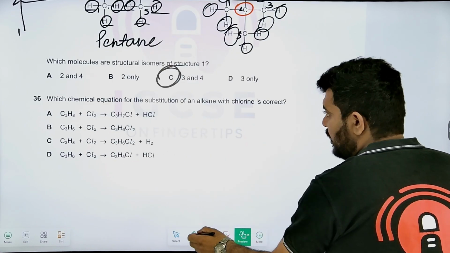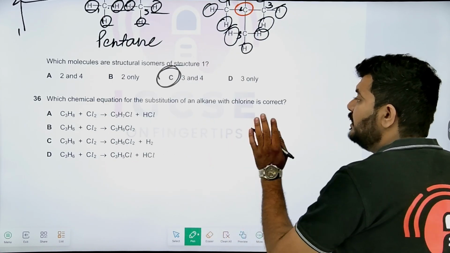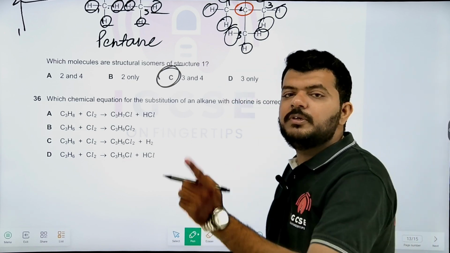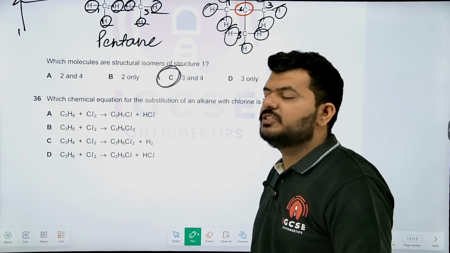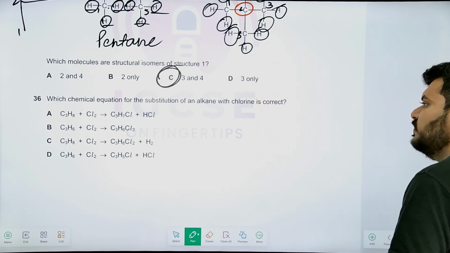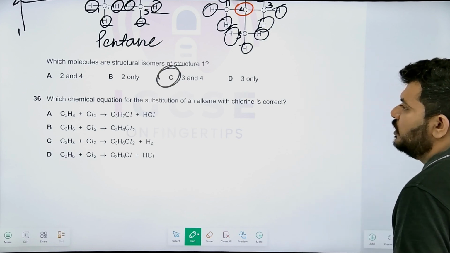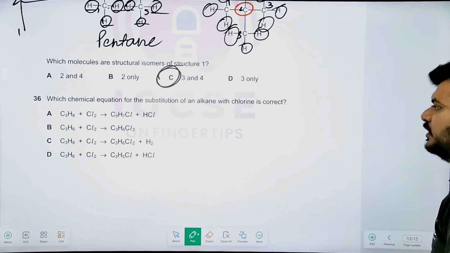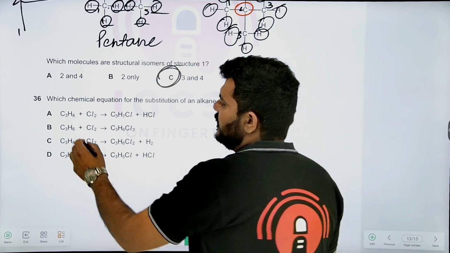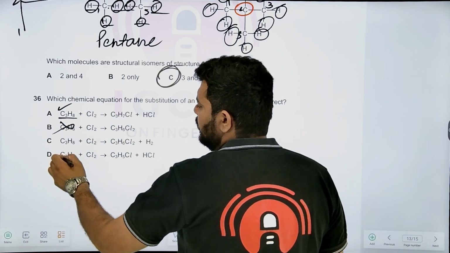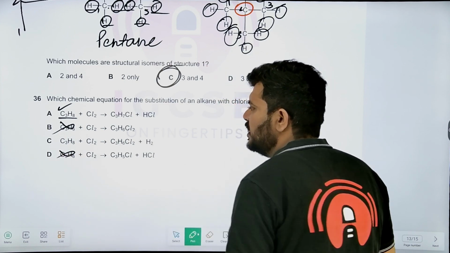Then which chemical equation for substitution of alkane with chlorine is correct? This will be a photochemical reaction, right? We have seen such a question in our paper. Which chemical equation for substitution of alkane with chlorine is correct? Is this an alkane? Yes, this is an alkane, right? This is not an alkane. This is also not an alkane. So don't check for that.